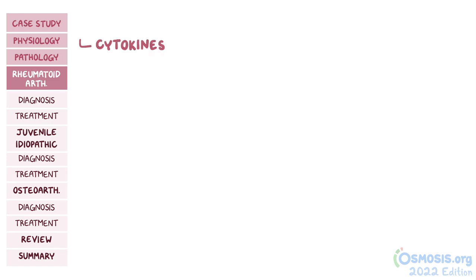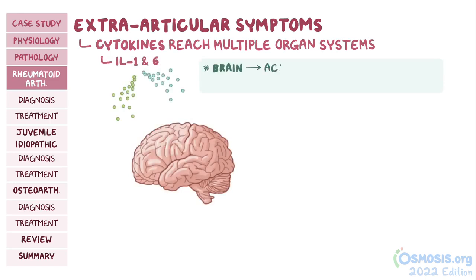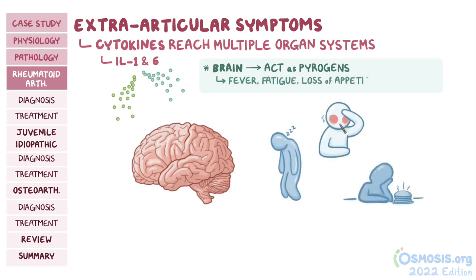Unfortunately, the cytokines released by the immune system don't stay in just one place. Instead, they can reach multiple organ systems, causing extra-articular symptoms. For example, interleukin 1 and 6 travel to the brain, where they act as pyrogens, inducing fever, fatigue, loss of appetite, and ultimately weight loss.